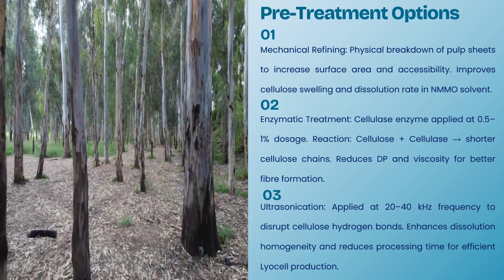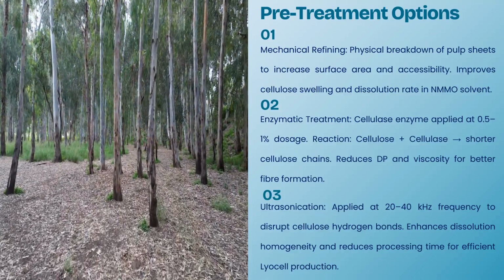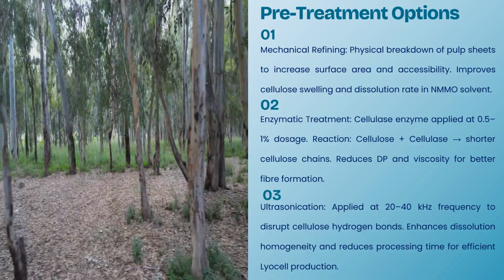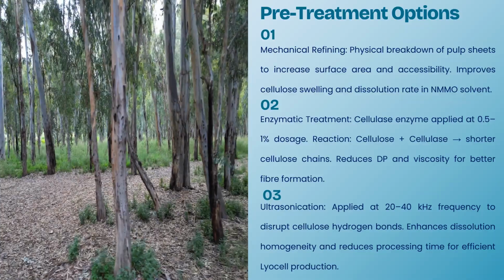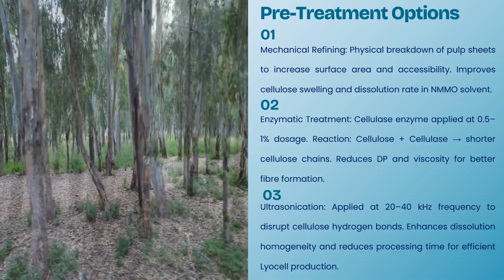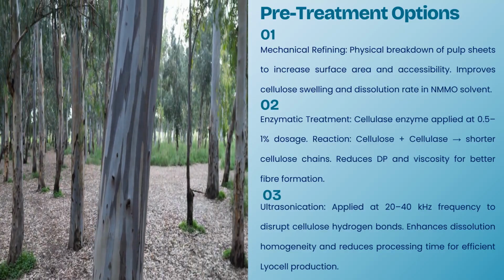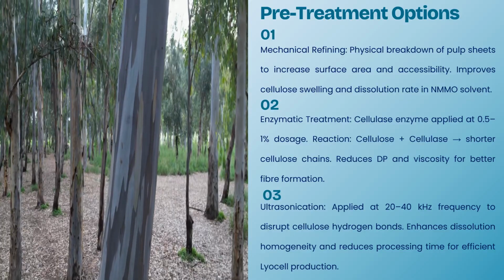Several pre-treatment methods can improve the dissolution behavior of cellulose. Mechanical refining increases the surface area of the pulp. Enzymatic treatment with cellulase slightly reduces cellulose chain length, lowering viscosity and improving processability. Ultrasonication can disrupt hydrogen bonding within the cellulose structure, enhancing solvent penetration and accelerating dissolution. These treatments help produce a more uniform spinning dope.